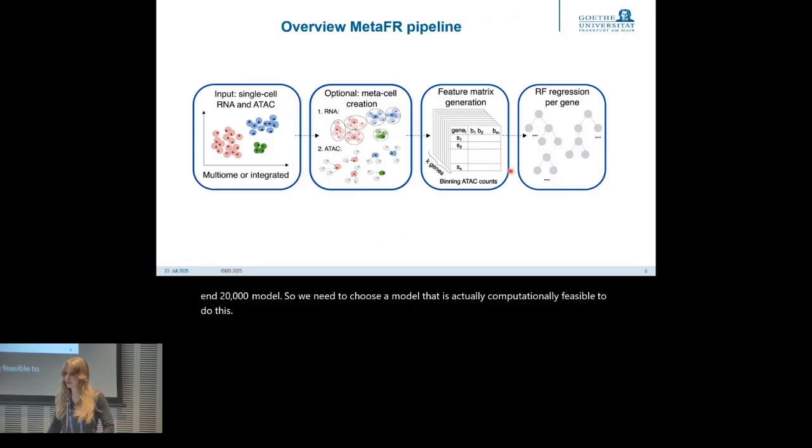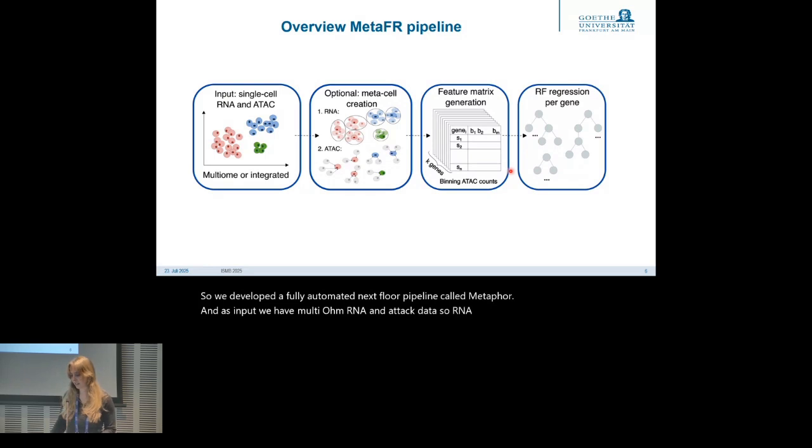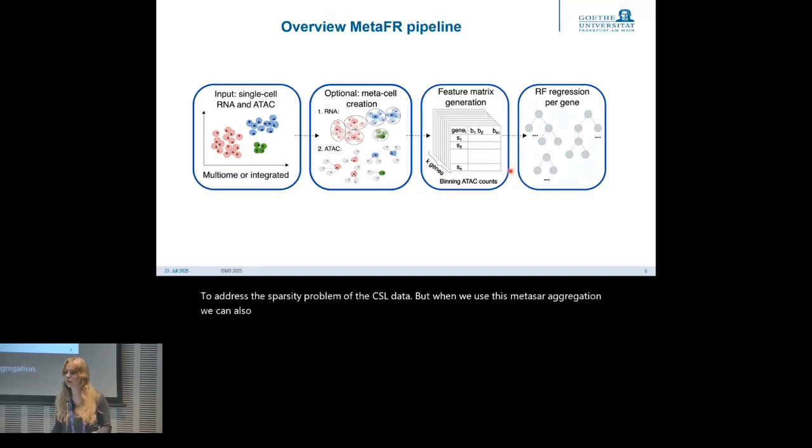So we developed a fully automated Nextflow pipeline called Metapher. And as input, we have multi-ome RNA and ATAC data. So RNA and ATAC data measured in the same cell. And in the next step, we have an optional metacell creation step to address the sparsity problem of the single-cell data. But when we use this metacell aggregation, we can also use unpaired data as input. And I will show you the exact method that we're using on the next slide.